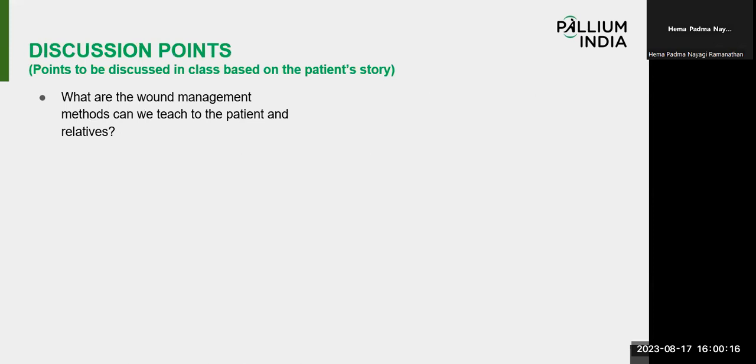Points to be discussed: on the basis of the wound and what she presented with, what management can we teach the patient and the relatives? She doesn't actually have relatives, but if someone is there, what can be taught to the patient?